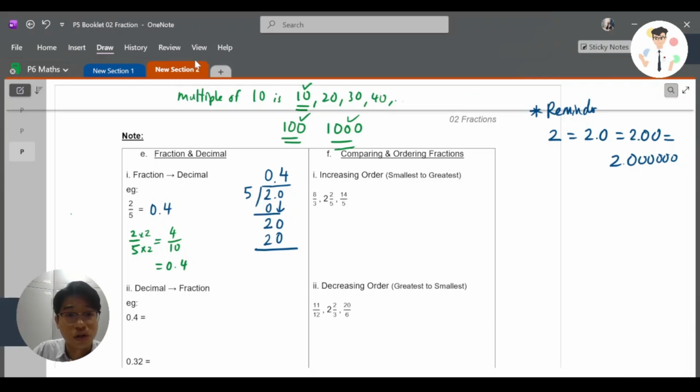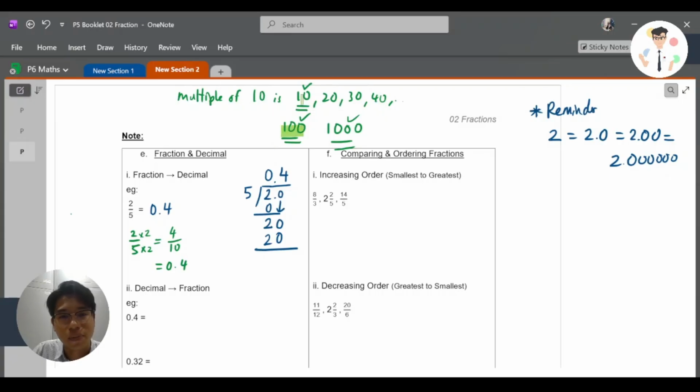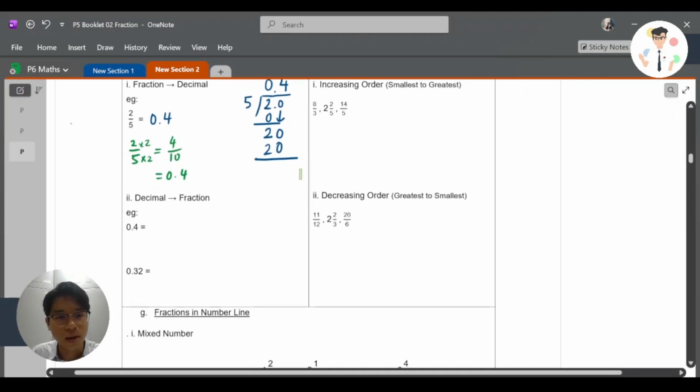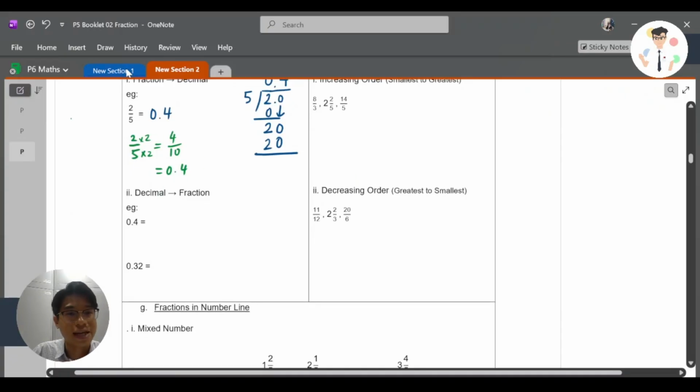Okay. So I suggest you always try and see whether you are able to make it become 10, 100, or 1,000. If you can, go for it. Okay. 20, 30, 40 can, but not the best. Okay. Let's look at the next part, decimal to fraction.